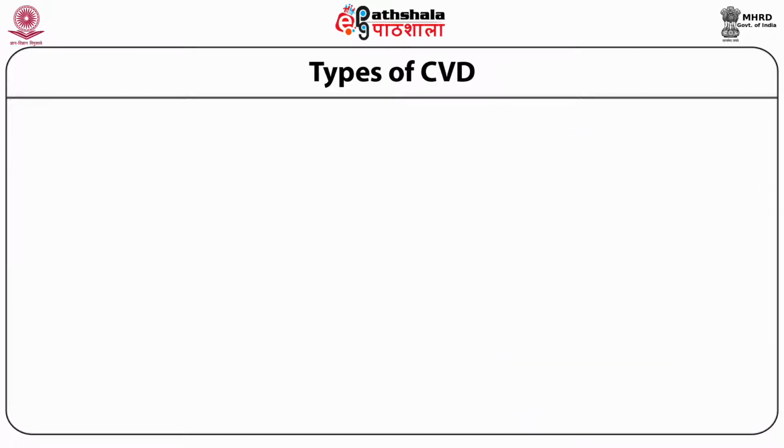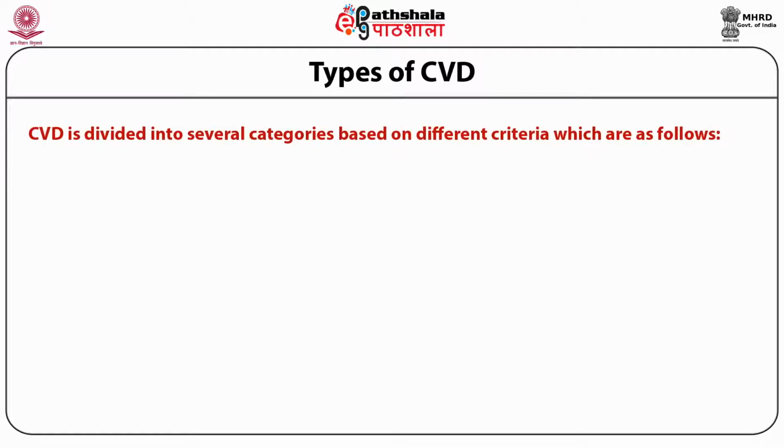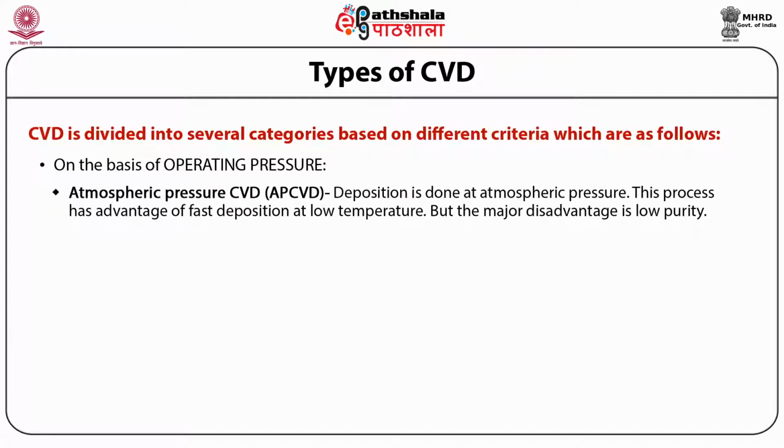Types of CVD. CVD, or chemical vapor deposition, is divided into several categories based on different criteria, which are as follows. First, on the basis of operating pressure, that is atmospheric pressure CVD, APCVD, where deposition is done at atmospheric pressure. This process has an advantage of fast deposition at low temperature, but the major disadvantage is low purity.